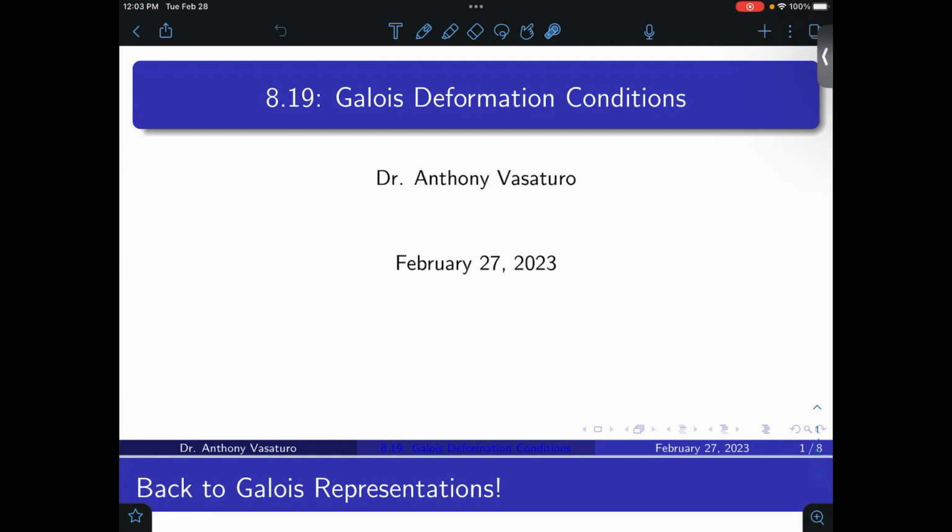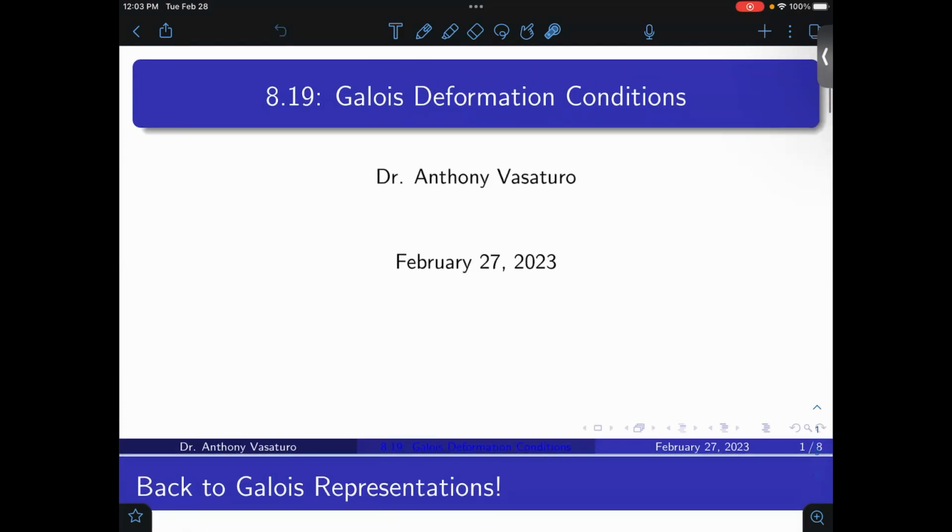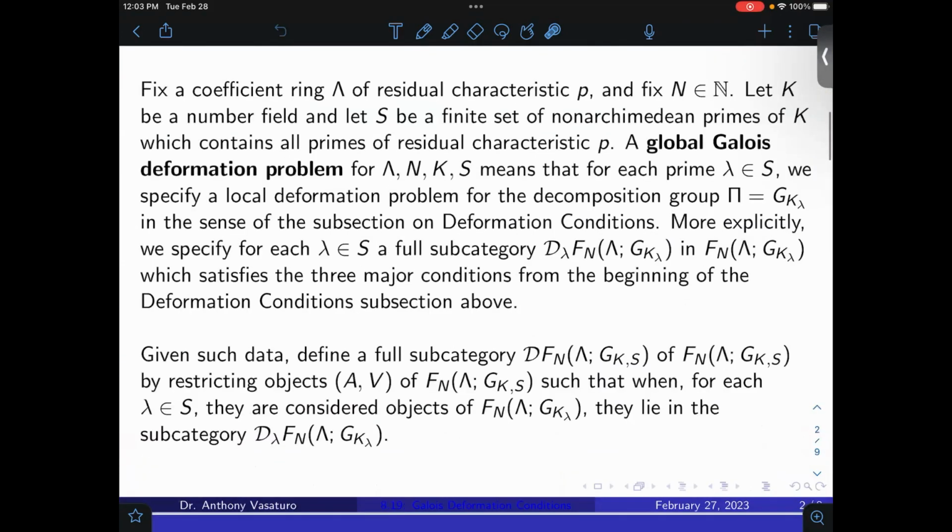Welcome back to the next video, everybody. Today, we're going to be looking at Galois deformation conditions. The idea is we're going to apply some of the general theory we've learned about deformation problems to the Galois representation situation. So fix a coefficient ring lambda of residual characteristic p and a natural number n. We'll let K be a number field and S be a finite set of non-Archimedean primes of K containing all primes of residual characteristic p.